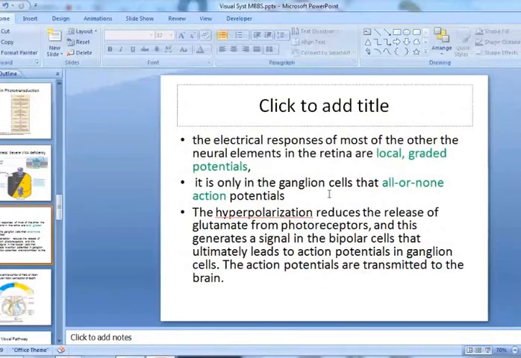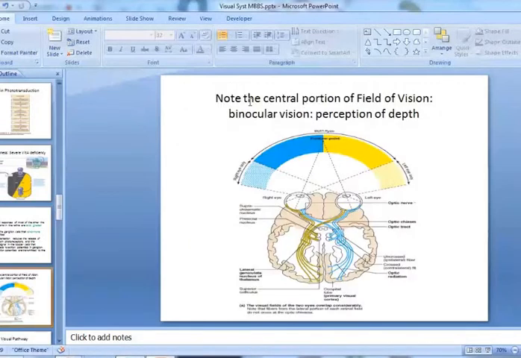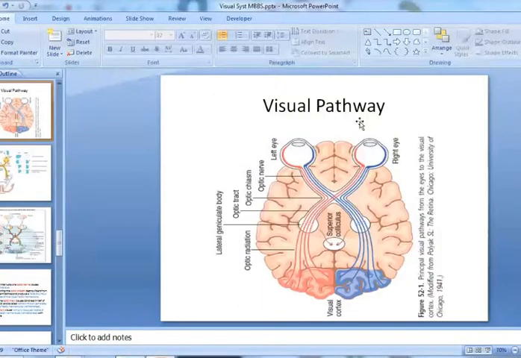Now I will discuss the visual pathway. If you look here, I have already discussed this in your practical classes as well. Now if you look here, there is the retina. From the retina the information goes to the optic nerve. What is the optic nerve? The optic nerve is actually the axons of the ganglionic cells.